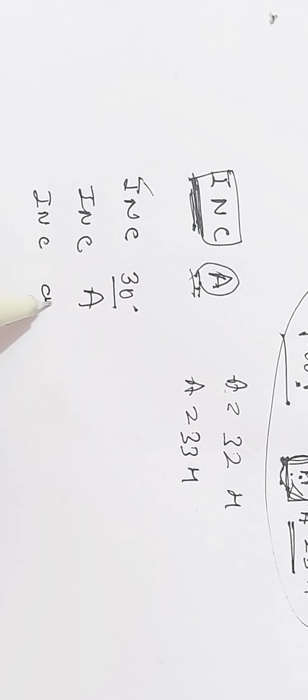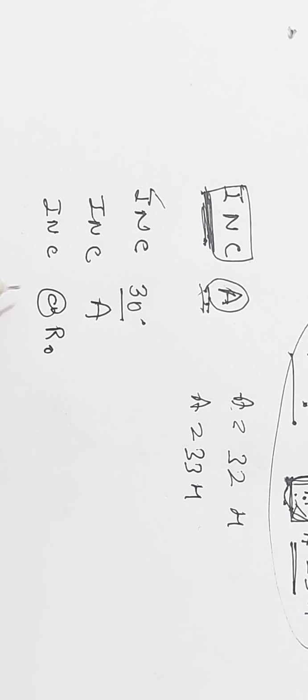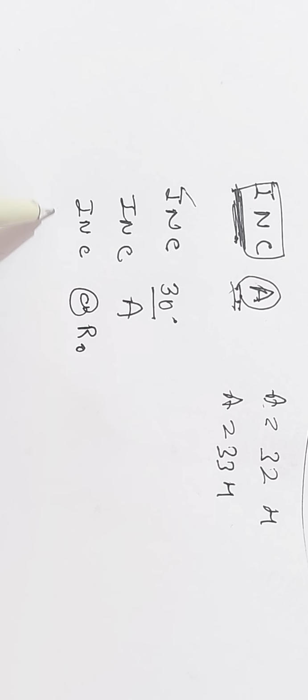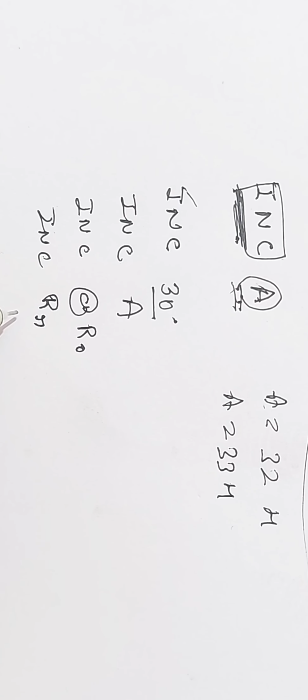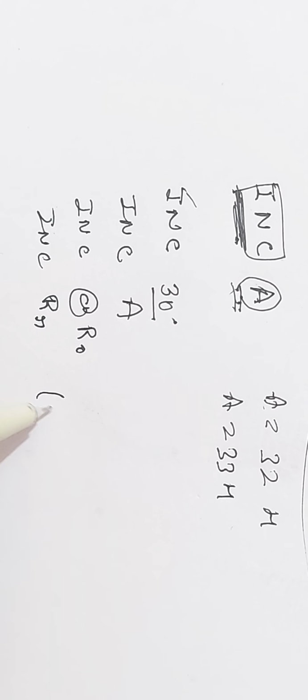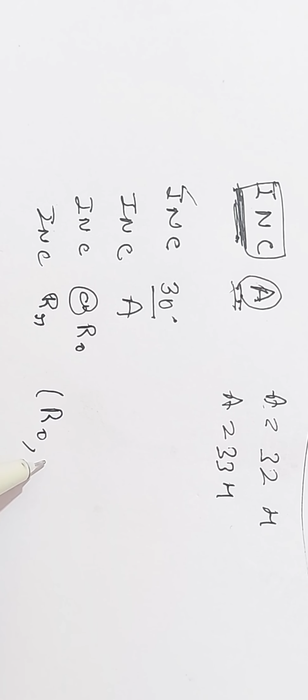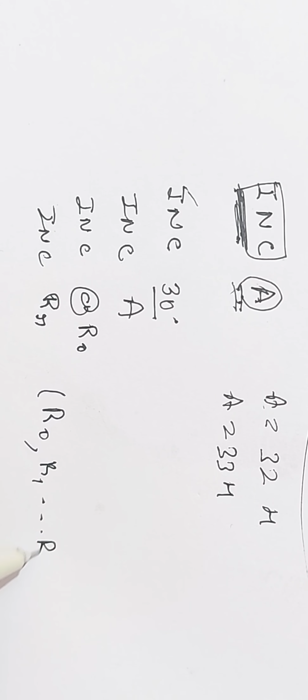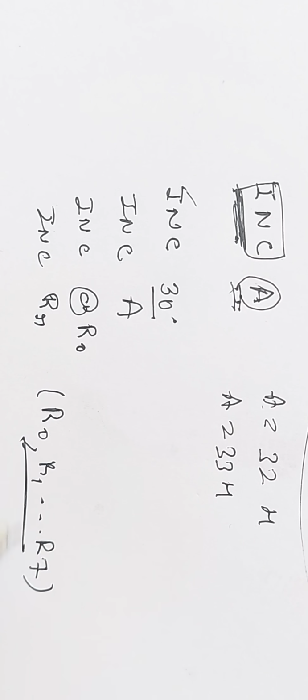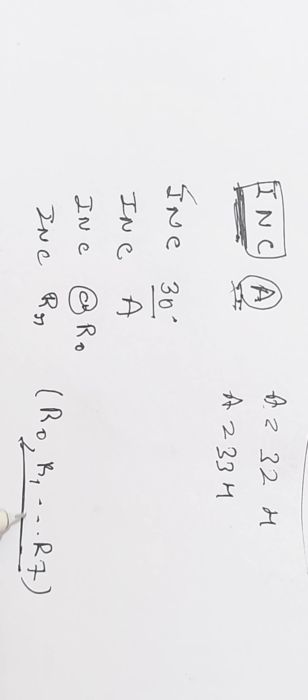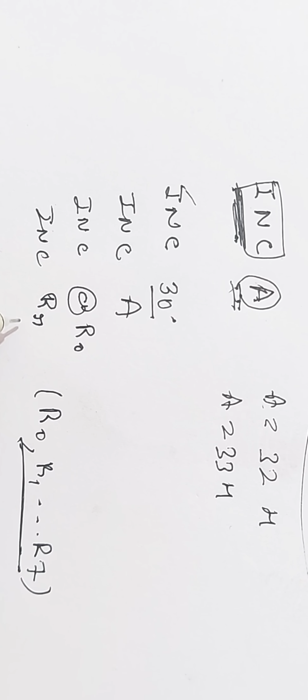Increment A, or indirect address increment. RR means working register. RR may have values R0, R1, etc., up to R7. There are 8 working registers, and they are usually represented simply as RR. RR may be any working register.